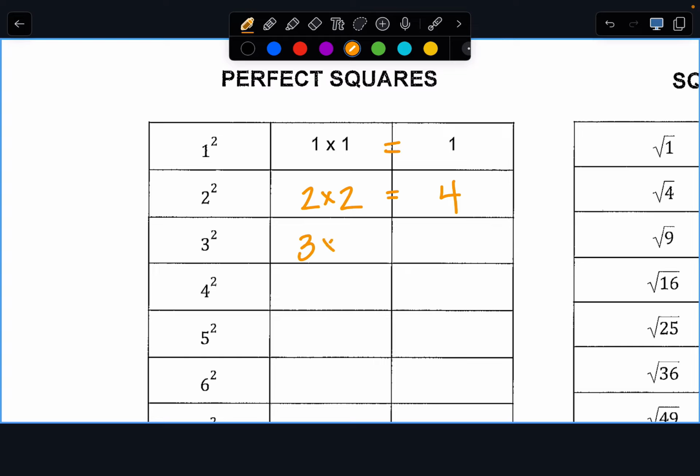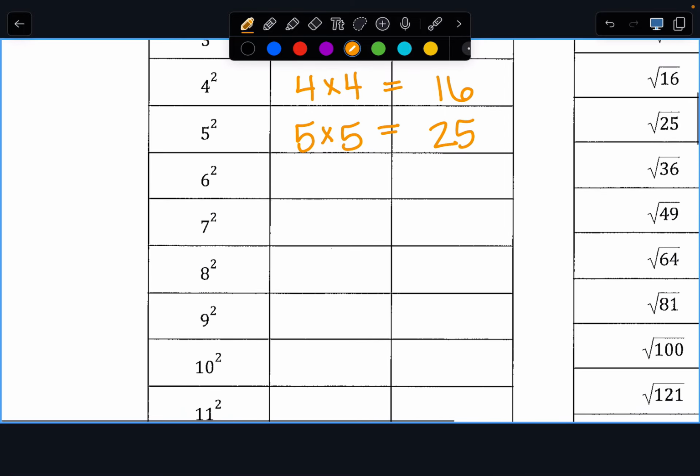3 squared means 3 times 3, which is 9. Okay. 1 through 10, you should know these just because you've known your multiplication facts for a few years. Okay. 4 squared, 4 times 4, 16. Okay. I would write this down. 5 squared is 5 times 5. Okay. 6 squared, 6 times 6.